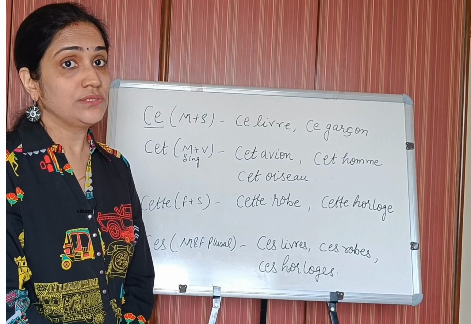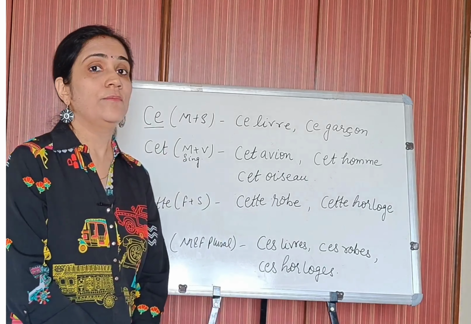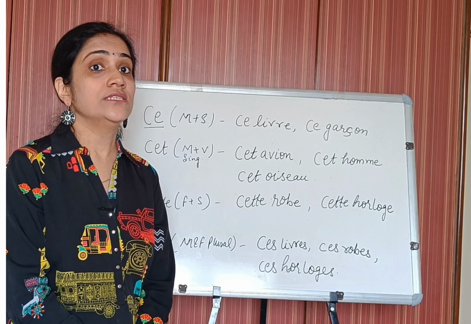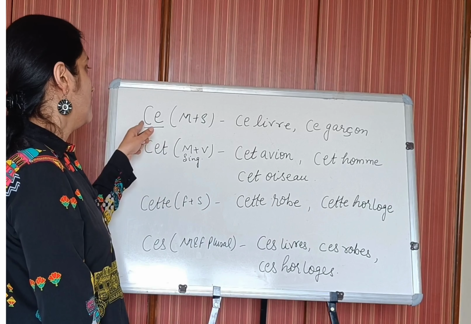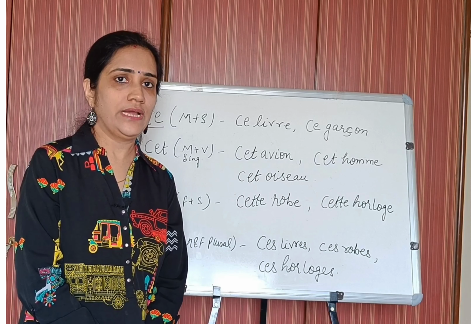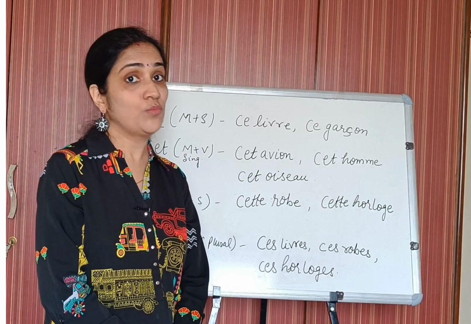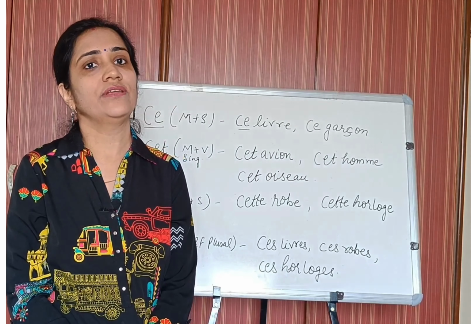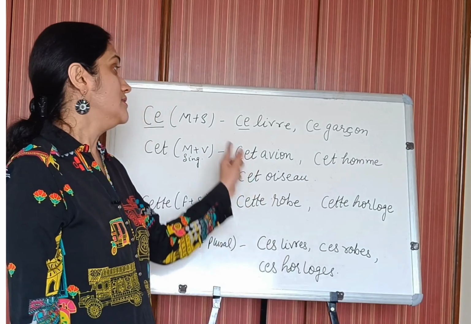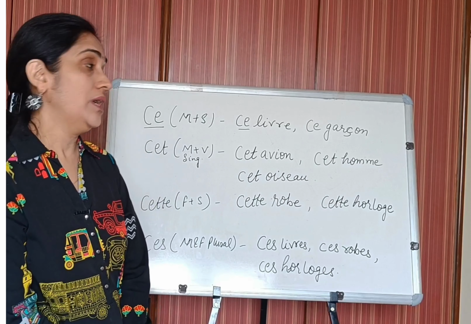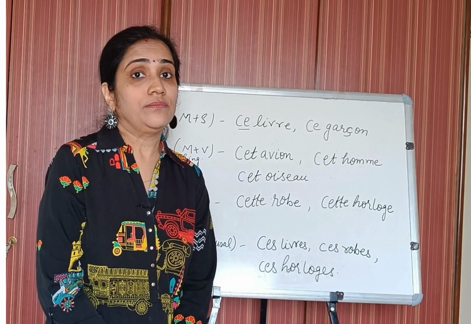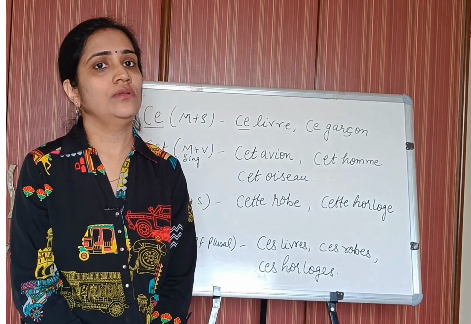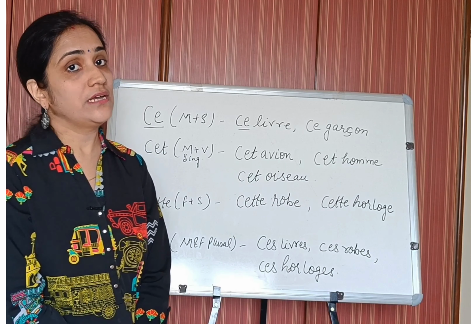And where will we use this ce? We will use this ce term with the masculine singular nouns, those nouns which are masculine in gender and in singular form. Then you have to use this term ce referring to this or that. For example, if you have to say this book or that book, you will say ce livre. As livre is a book and it is masculine in gender, ce livre, this book or that book. Another example, this boy or that boy: you will say ce garçon.